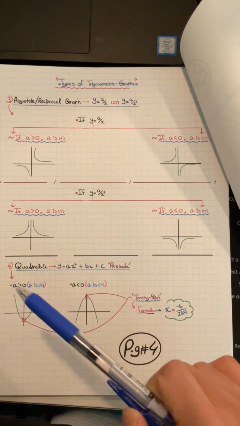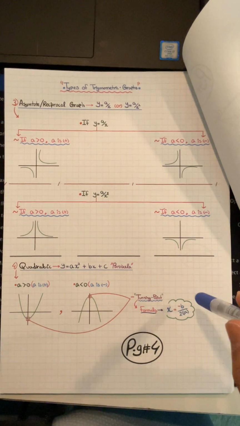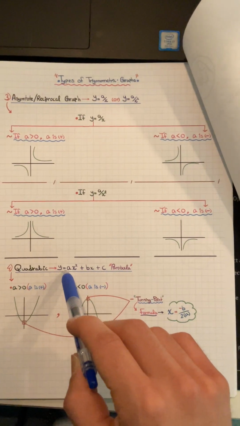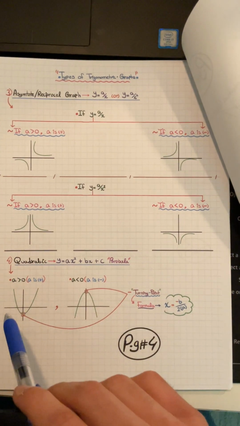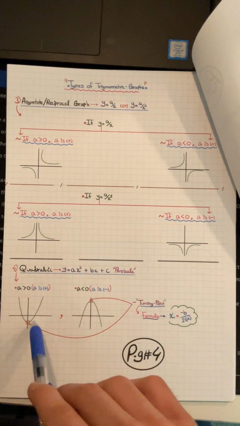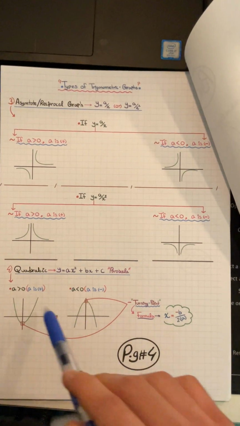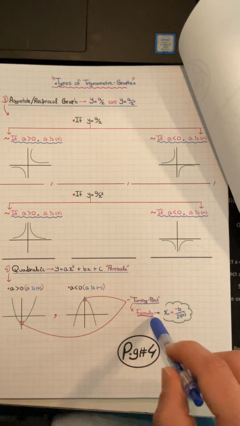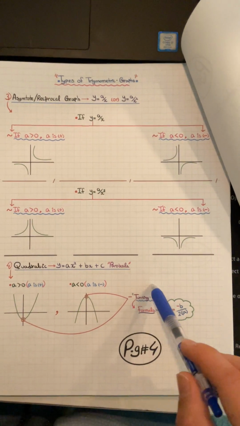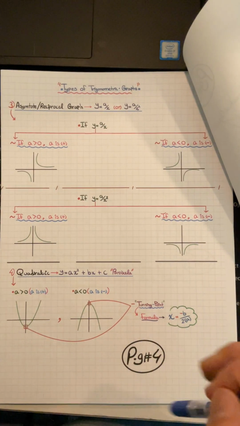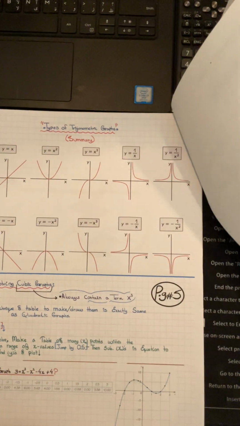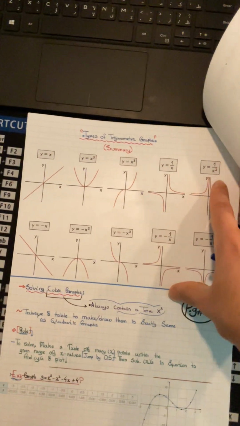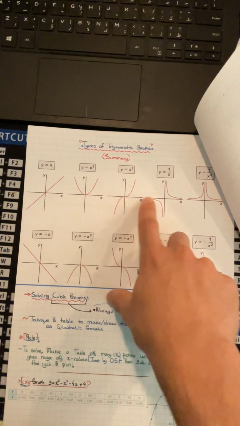Lastly is our quadratic equation. y is equal to ax squared plus bx plus c, defined by the graph of the parabola. If a is positive, it will look like this. If a is negative, it will look like this. U and n, these are the turning points. And the formula of the turning point is x is equal to negative b over 2a. Here's a summary of the trigonometric graphs.